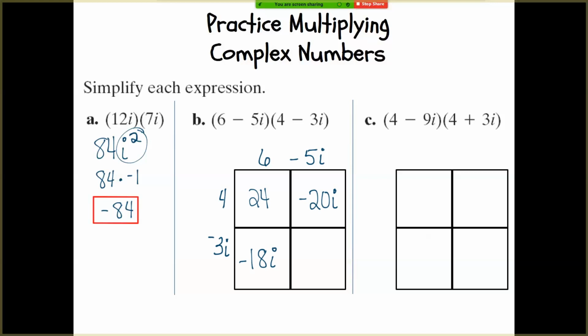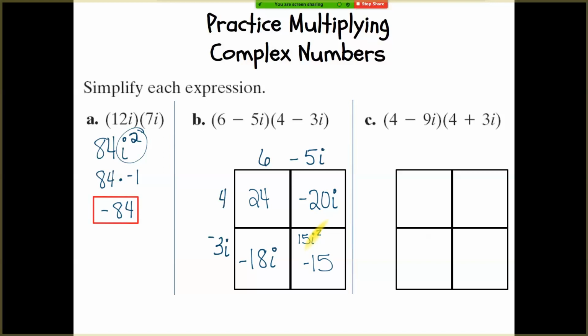Well, -5 times -3 is 15. i times i is i squared. I'm not allowed to leave i squared in my problem. I'm going to replace it with -1. 15 times -1 is -15. So that part of my box has a value of -15.